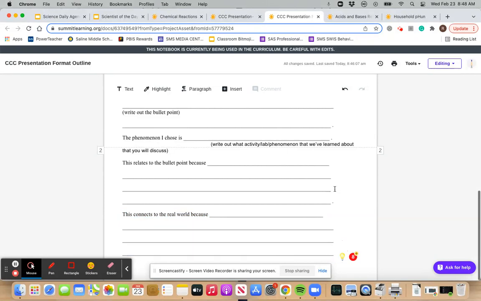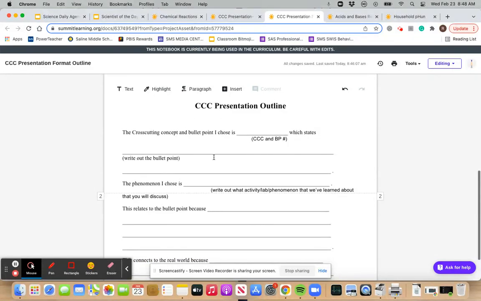All right. So let me give you an example. So my example might be I'm going to use scale, proportion, and quantity. I'm going to use bullet point 3. Actually, I'm going to use bullet point 4, which says proportional relationships can provide information about phenomena.